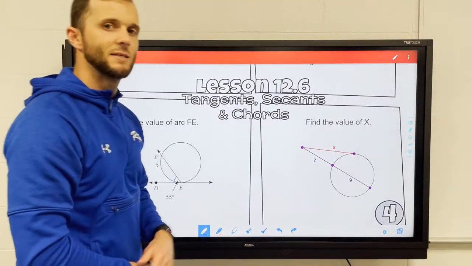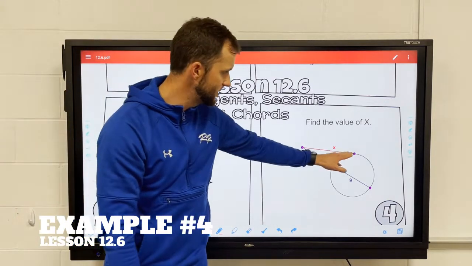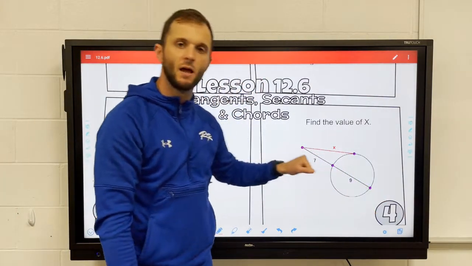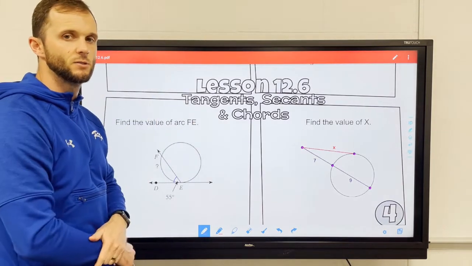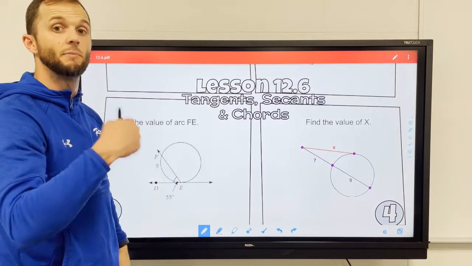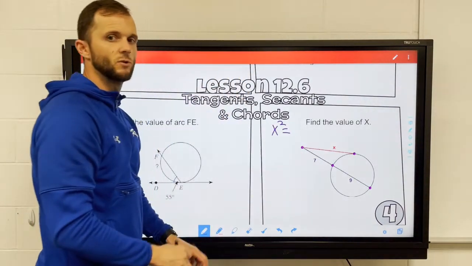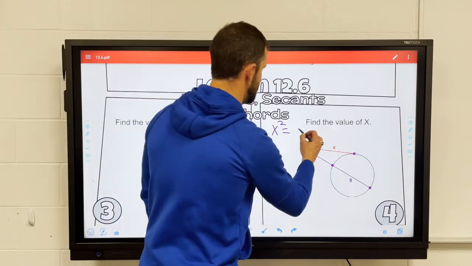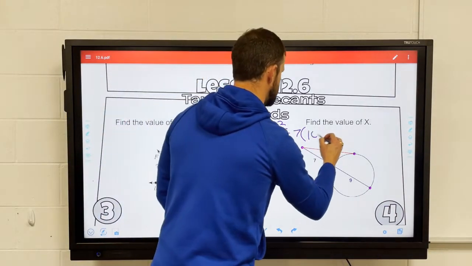All right, so on our last example, it looks like we're trying to find the measure of the line segment with a tangent line and a secant line going through it. So I'm going to be using that formula on the very bottom again. So I'm going to take my tangent line and square it. So I know x squared is going to be equal to the outside, which is going to be 7, and the whole thing, 7 plus 9, is going to end up being 16.